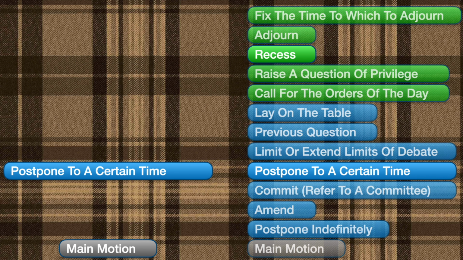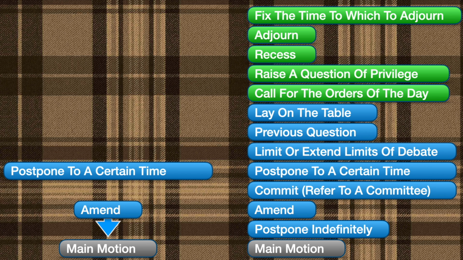Now let's look at a different scenario. Let's say that the motion to postpone to a certain time is immediately pending and members are debating it. And let's say this time a member obtains the floor and makes a motion to amend the main motion and it receives a second. Is this in order at this time? Should the chair place it before the assembly or should the chair rule it out of order? Pause the video if you'd like more time. The correct answer is the chair must rule this out of order at this time.